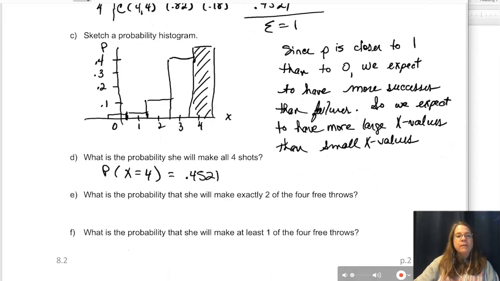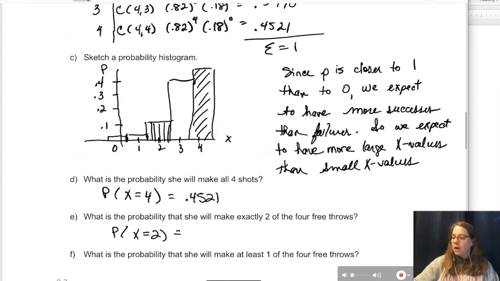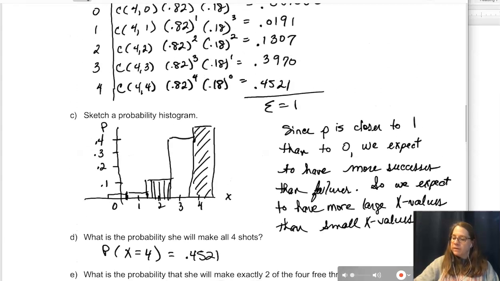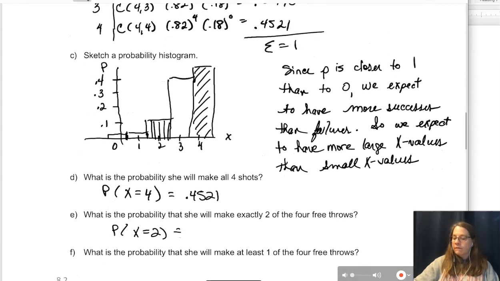What is the probability that she will make exactly 2 of her 4 free throws? That means that x equals 2 is your probability that you're calculating. This is the same as the area of the bar above the value 2. According to your table, this probability was found to be 0.1307.